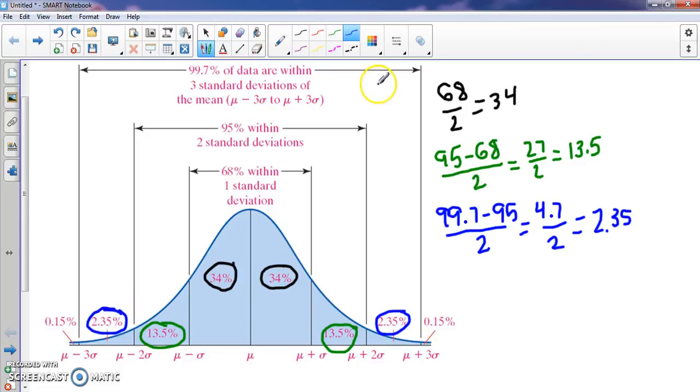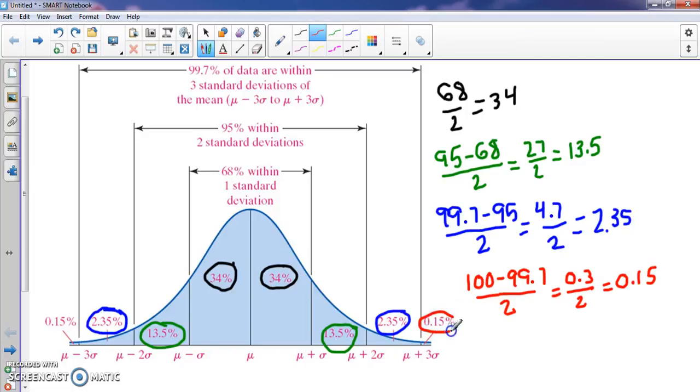And then lastly, the 0.15%. So everything has to add up to 100%. So we're going to do 100% minus the 99.7. Divide that by 2. And we get our 0.15 on the end. So there's only 0.3% that aren't within 3 standard deviations from the mean, right? So just to, again, show the representation underneath here.